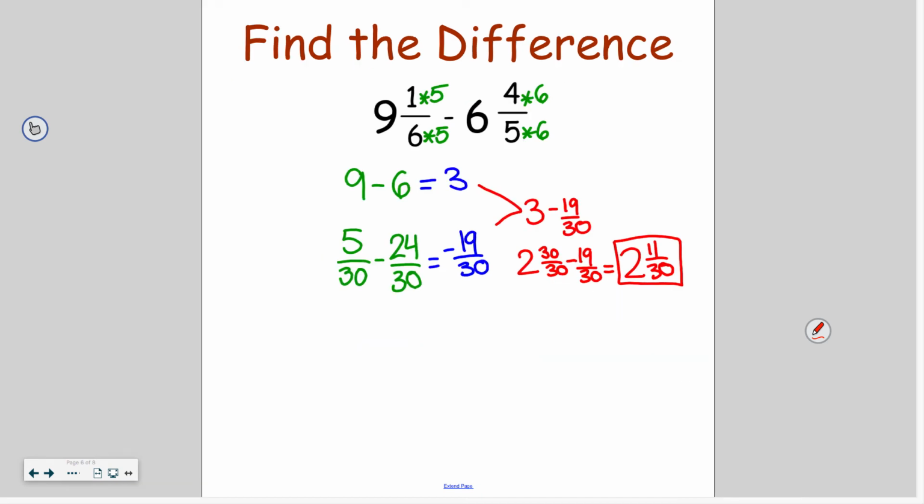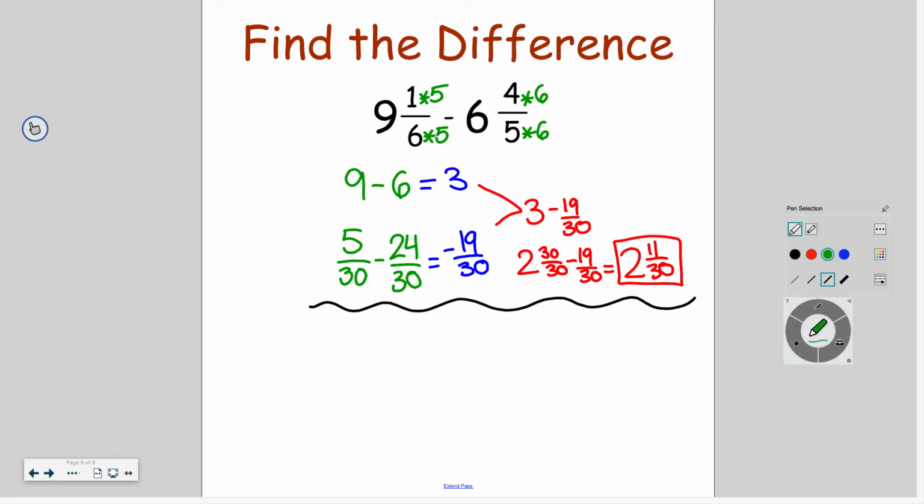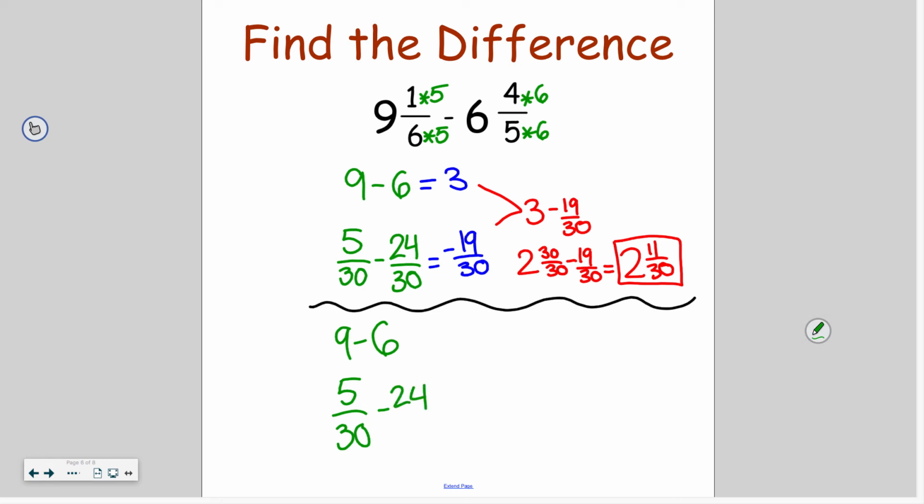Your other option, when you had your initial setup, so our whole numbers are still 9 minus 6, the fractions on the bottom, you notice right away that your second fraction is bigger, which is going to give you a negative number. You have the chance at this point to do some borrowing. So instead of saying 9, you can take out 1 and turn it into an 8, and then we've got an extra 30 out of 30 at the bottom, which would make this first fraction 35 out of 30.